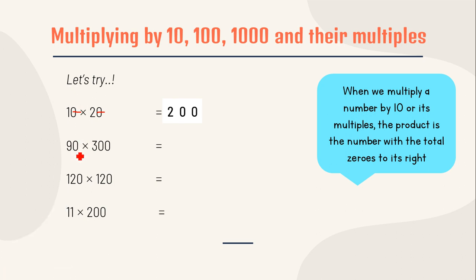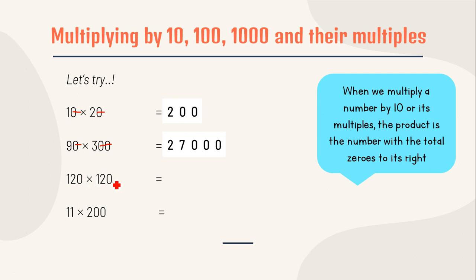90, we have zeros, and then we do not have number following the zero. Set it aside. 300, any number following the zeros? Nope, set it aside. So now what do we have? 9 times 3 equals 27. How many zeros we have set aside? 3. 1, 2, 3. So 90 times 300 equals 27,000. Easy, yeah? Go to the next.